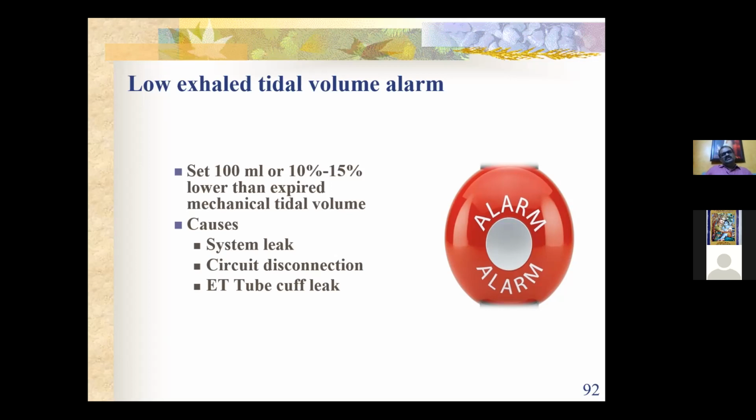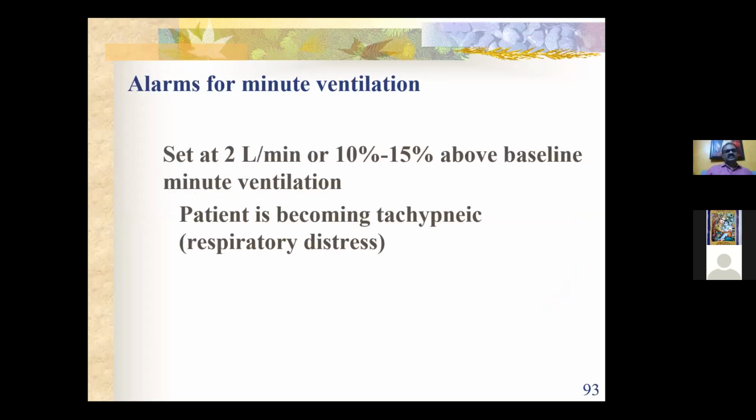So below 50 ml is the acceptable limit usually, for the difference between the inspired tidal volume and expired tidal volume. If it goes above 100, then there should be alarms. That shows there's a system leak, a circuit disconnection, or a cuff leak. So the alarm should be set for the low exhaled tidal volume also.